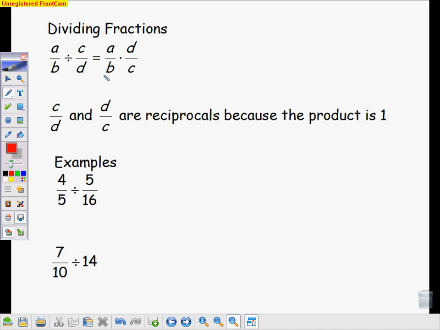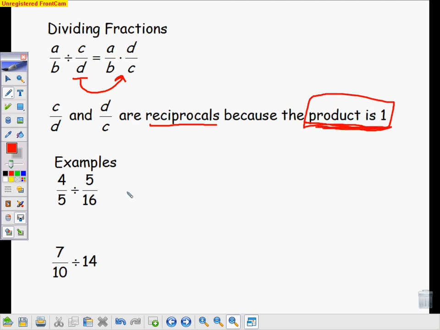Dividing fractions is just multiplication in disguise. Think about it. Multiplication and division undo each other. So to divide fractions, what we do is change from a division sign to multiplication by the reciprocal. Okay, and it's always the reciprocal of the second fraction. Just a quick reminder here. This is a word that you will see on your vocabulary test. C over D and D over C are reciprocals because the product is 1. Make sure you write this down somewhere.